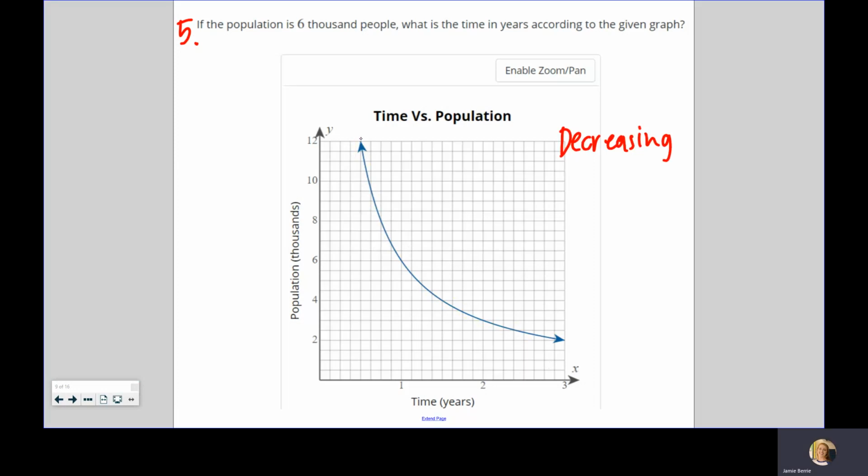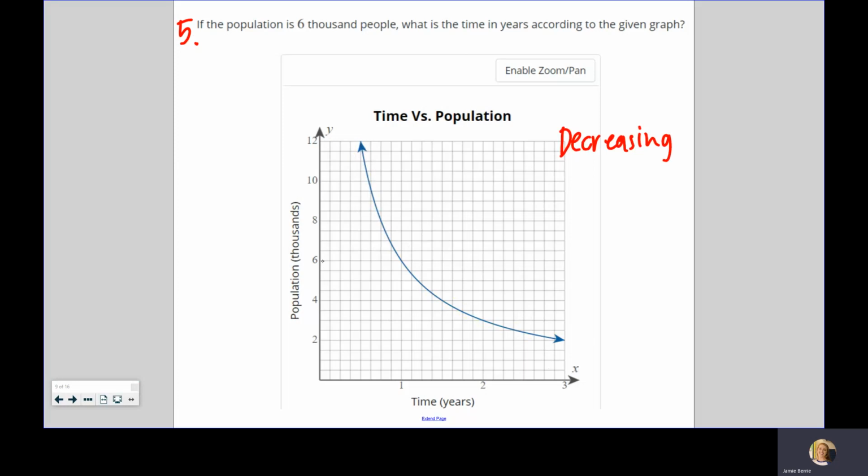So sometimes this can be confusing for people because they see this up arrow and they think, oh, okay, up means increasing. But this just means that as you move to the left, it's going up. But if we read graphs the way we're supposed to, which is left to right, we can see that it's decreasing. All right, so let's look at when the population is 6,000 people.